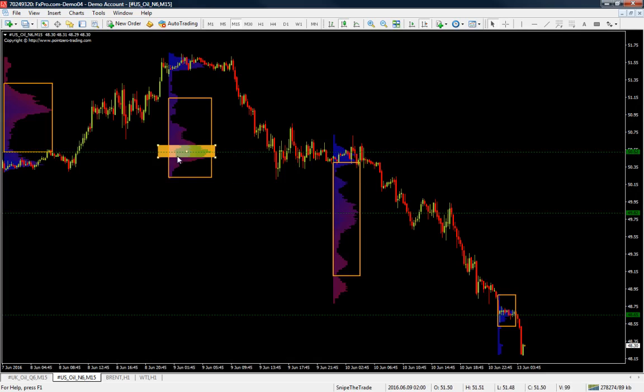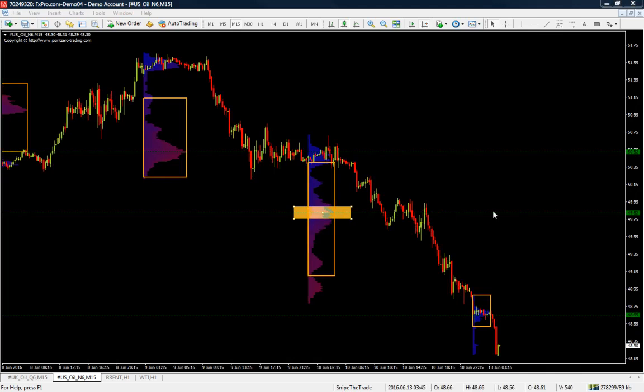If we go down, the point of control of this session is right here, 49.82, because this is where the most contracts were traded on this session alone. And right now, the point of control of today's session is right here, 48.65, because this is the area where most contracts have been traded. So basically, this is the market profile.